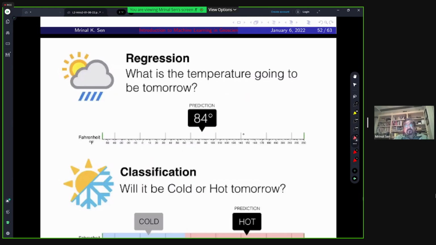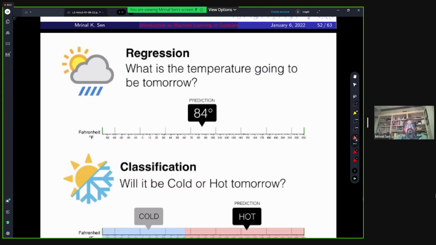So you have some notes. Okay, a quick example of regression. A regression problem would be, what is the temperature going to be tomorrow? Given certain temperature variation today, you want to predict what the temperature tomorrow is going to look like. This is basically a continuous variable, and it can take any number, like 84 degrees Fahrenheit, and so on.